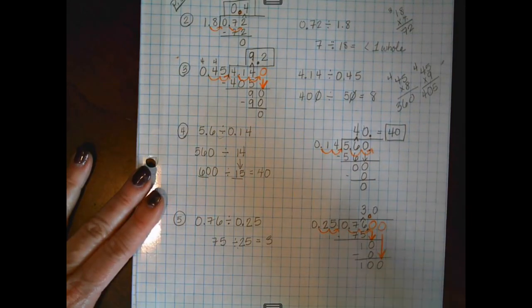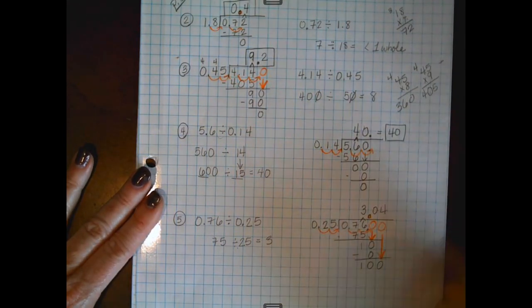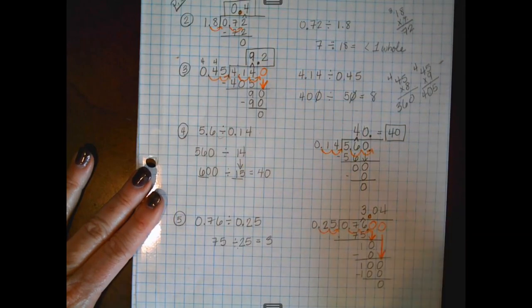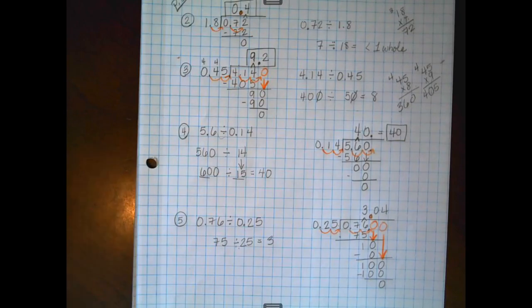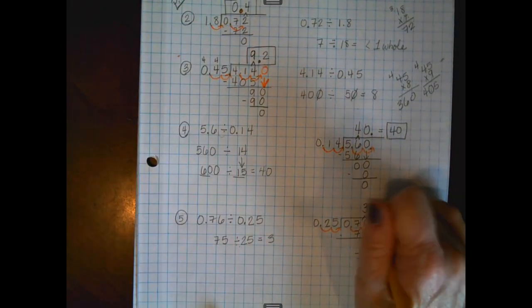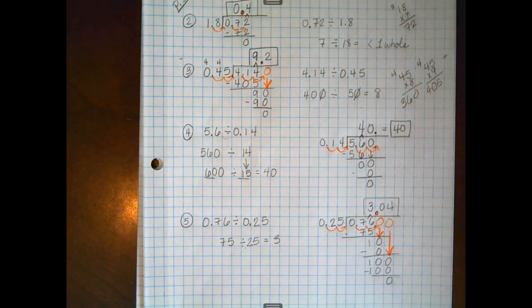All right, 25 goes into 100 4 times. 4 times 25 is 100. Now I'm done. I don't have a remainder. I don't have to keep dividing. I get 3 4/100, which makes sense because it is relatively close to 3.